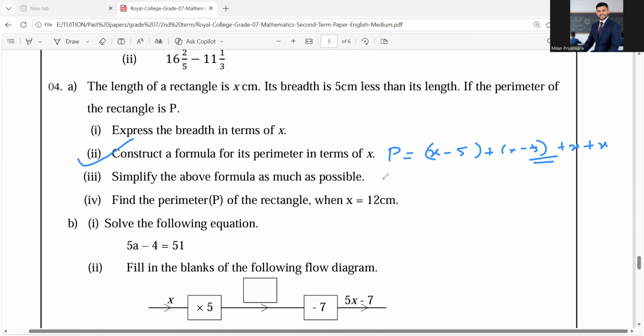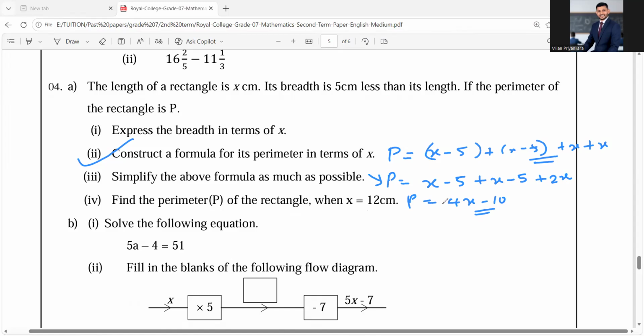On the second part, where you have to do the thing I told you, right? I mean, you have to simplify this. It's x minus 5 plus x minus 5 plus 2x. Now 2x plus x is 3x, and 3x plus x is 4x. 4x minus 10. Now this is the answer for the third part.